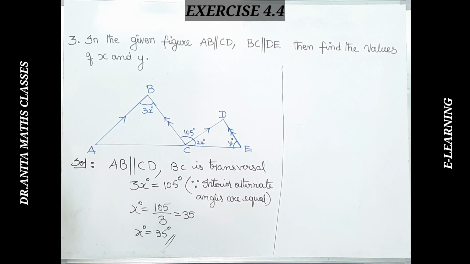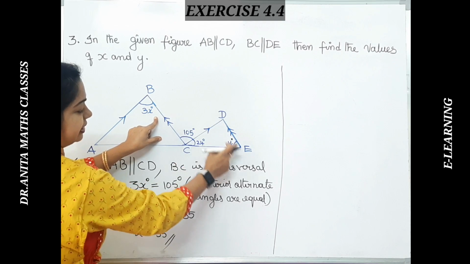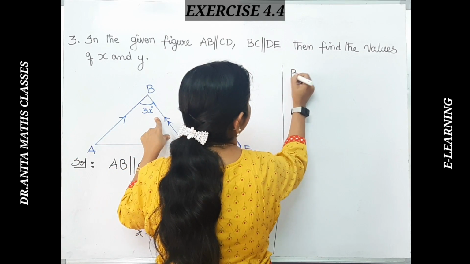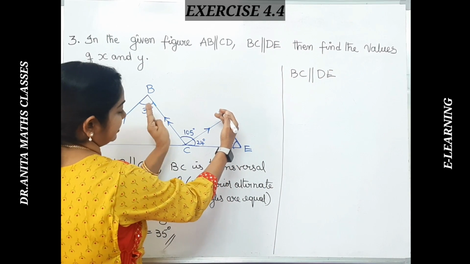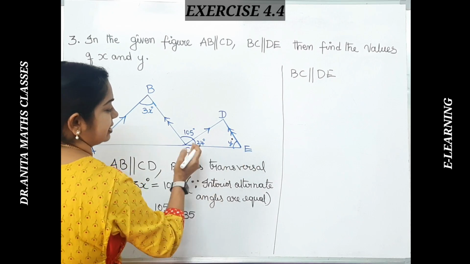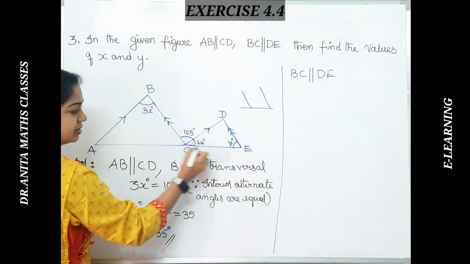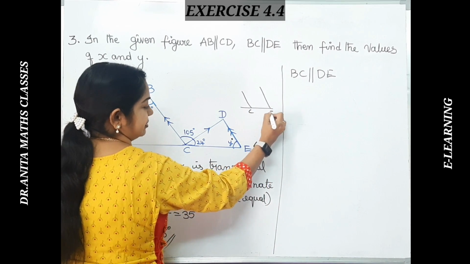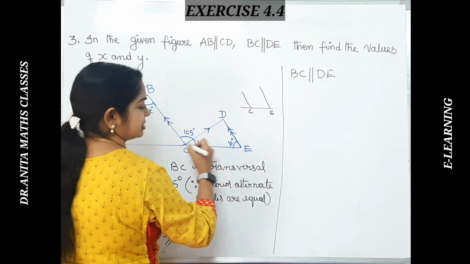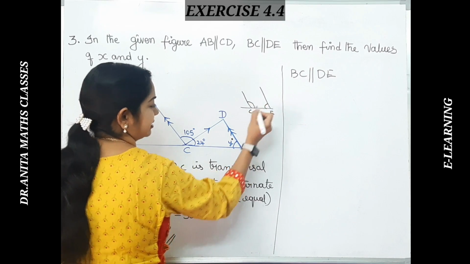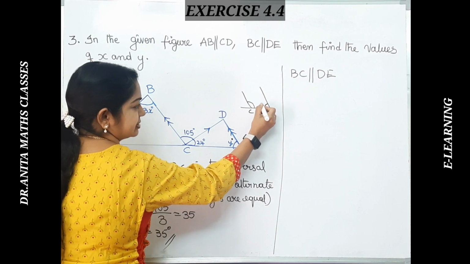Now let's find the y. Let us consider the second one, BC. BC is parallel to DE here. These two are parallel, and let us consider CE as a transversal. If you are considering CE as a transversal, this complete angle, 105 plus 24 degrees, and this angle, which is y, are the two angles we consider.